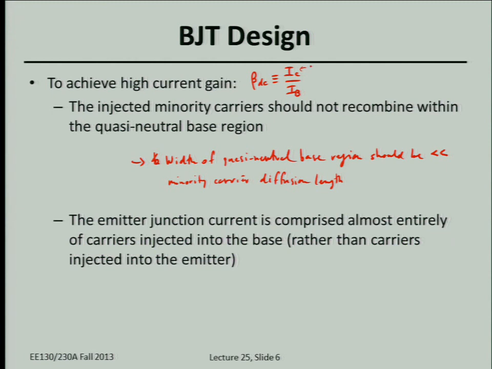The emitter junction current is comprised almost entirely of carriers injected into the base. So that means we want IB to be small. We want IC to be large and IB to be small to have high gain. So this means that we need to dope the emitter more heavily than the base. Okay, what happens if we dope a semiconductor region too heavily, though?